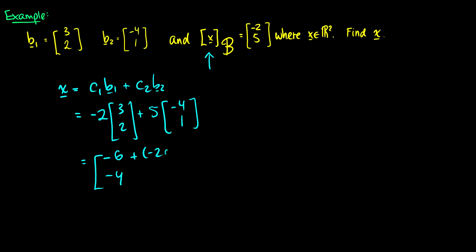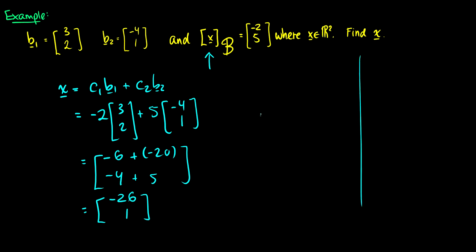This is negative 20, and this will be plus 5. So our vector x is actually going to be the vector negative 26, 1. Relative to b, it was negative 2, 5, but in R2 we would write this as negative 26, 1. So if we draw the R2 plane right here, this is really a vector that looks like this.